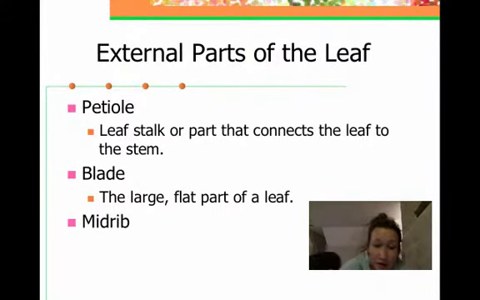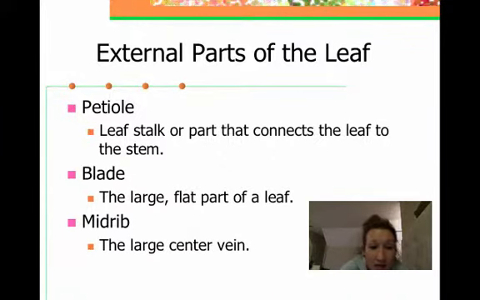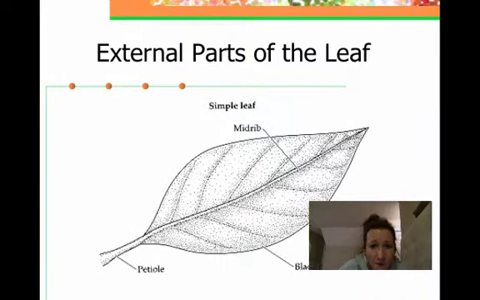Now if we look at the outside part of the leaf, the petiole is the little tiny stalk that connects the leaf to the stem of the plant, and we'll look at what that is in just a minute in a picture. The blade is the large flat part of the leaf, so that's the leaf surface, and the midrib is the center vein, which is the most predominant or the largest vein that you can see. So we'll just go right into a diagram of those three things.